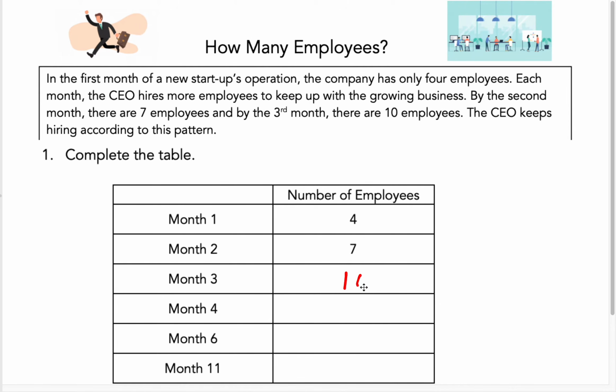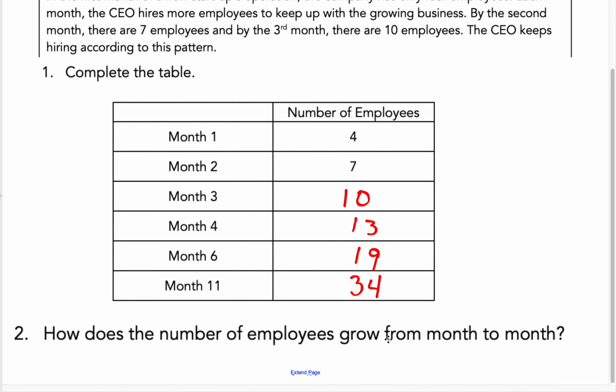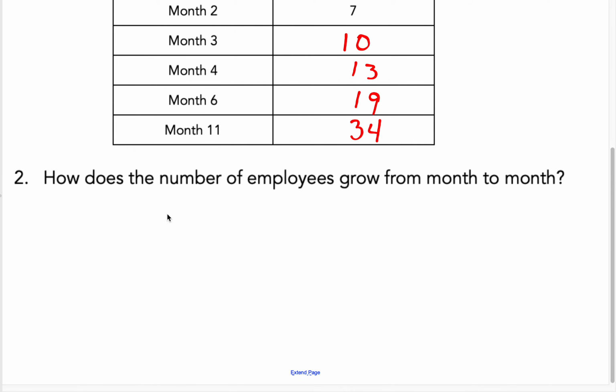So then month 3 will be 10, month 4 will be 13, month 6 will be 19, and if we keep going like that, in month 7, 8, 9, 10, all the way to 11, we're going to be at 34 employees. So how does the number of employees grow from month to month?